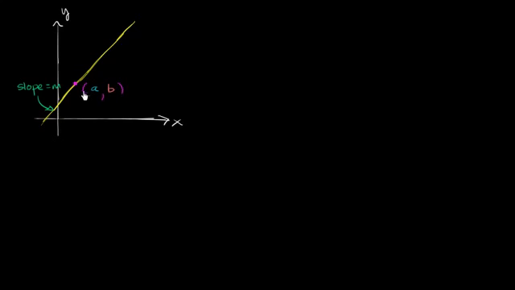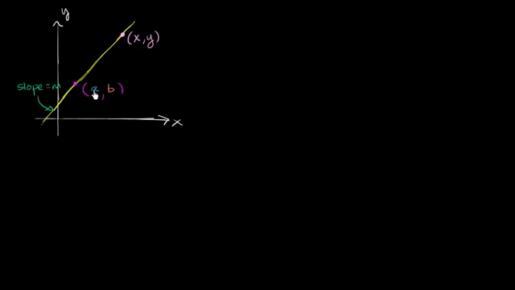Well, let's try it out. So any point (x, y) on this line would have to satisfy the condition that the slope between that point, so let's say this is some point (x, y), an arbitrary point on the line, and the point (a, b) must be equal to m. The fact that it's on the line tells us that. So let's use that knowledge to actually construct an equation.